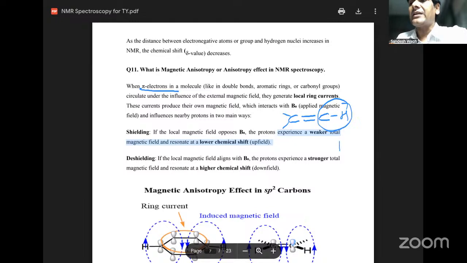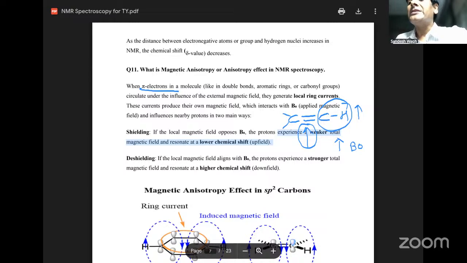If the applied magnetic field is in this direction, the induced magnetic field because of the pi electrons is in the same direction, so there is a push. As I always say with an example, you are riding a cycle against the wind. Now there is a third force, a friend, pushing your cycle. That means you require a very small amount of energy to go ahead.